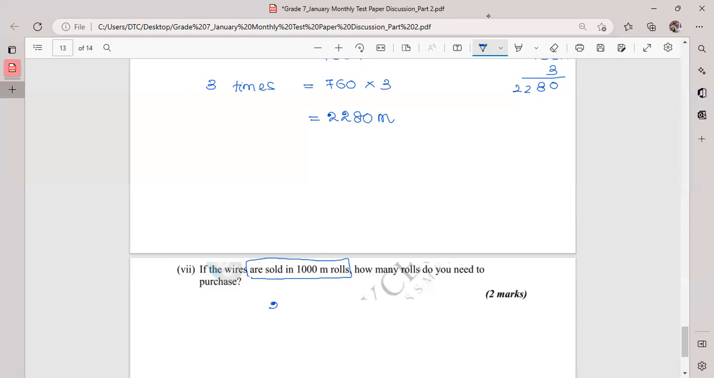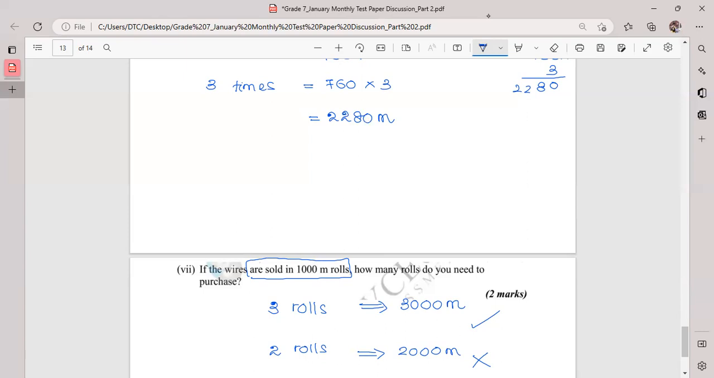Therefore, you want to have 3 rolls. Why is that? 3 rolls means 3000 meters. So yes, we can fulfill our requirement. If I take 2 rolls, what happened, children? Then I have only 2000 meters. So then I cannot fulfill my requirement with 2 rolls. Therefore, I want to purchase 3 rolls.